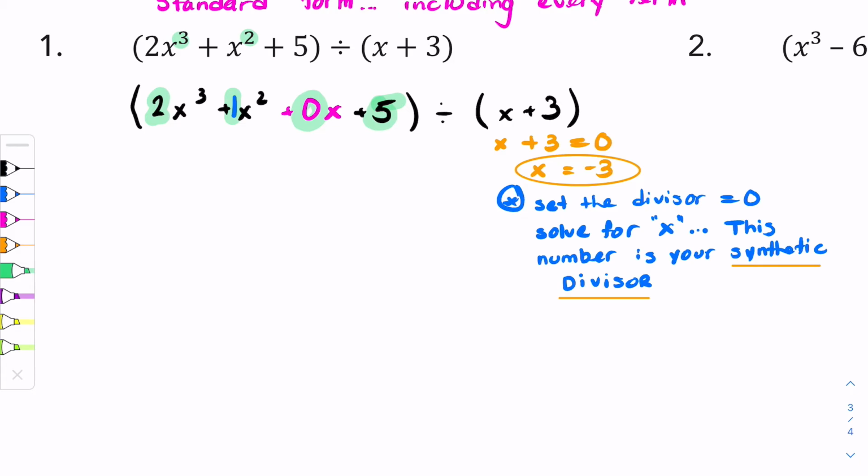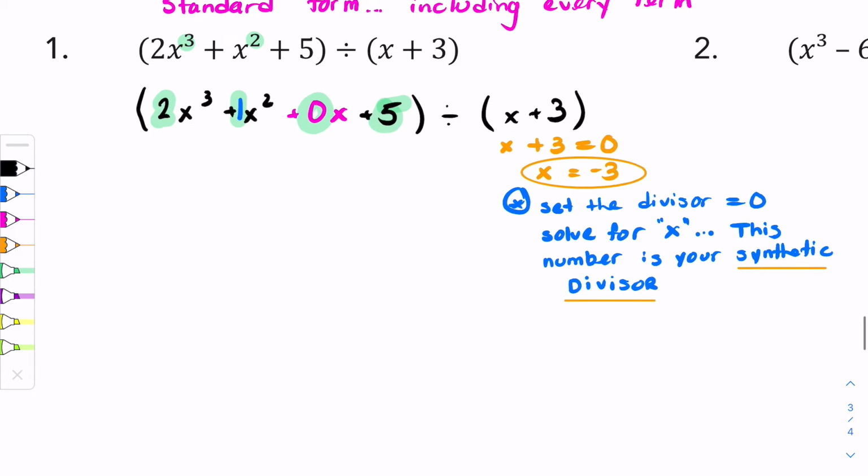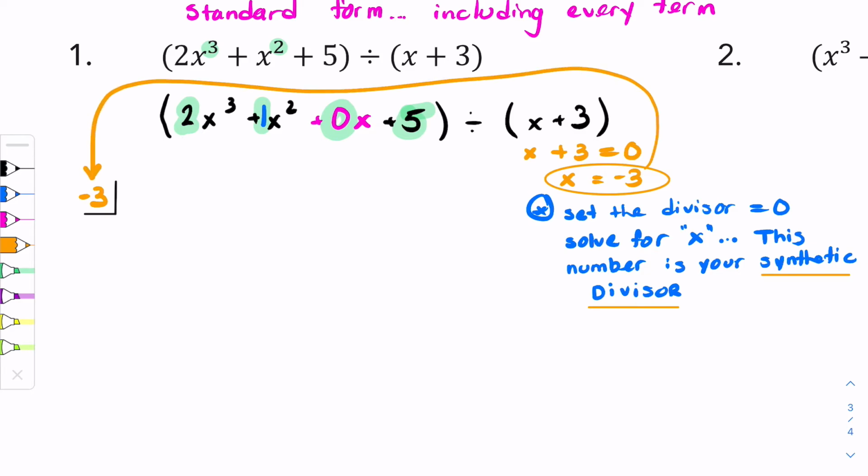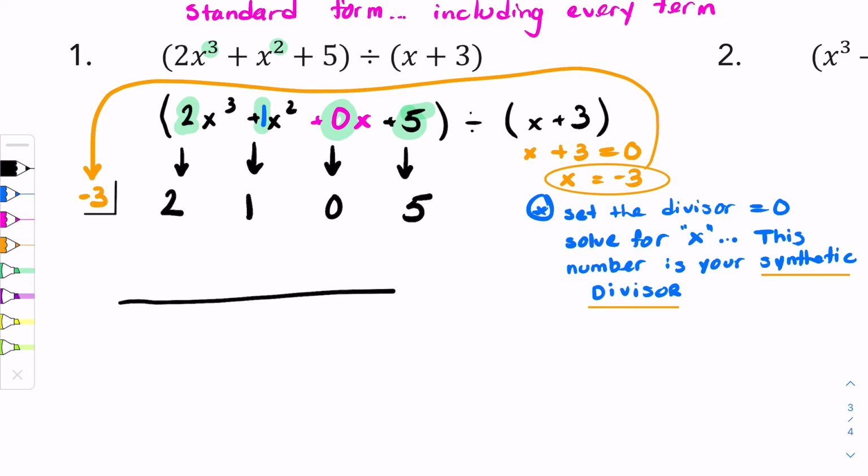So the reason why I just highlighted all of those is because we're going to set up our synthetic division problem. And I'm going to write off to the side, I usually draw this little box around it, my synthetic divisor of negative 3. Then I bring down every coefficient. So I bring down the coefficient of 2, of 1, 0, and 5. All right, leave yourself some space and draw a line.